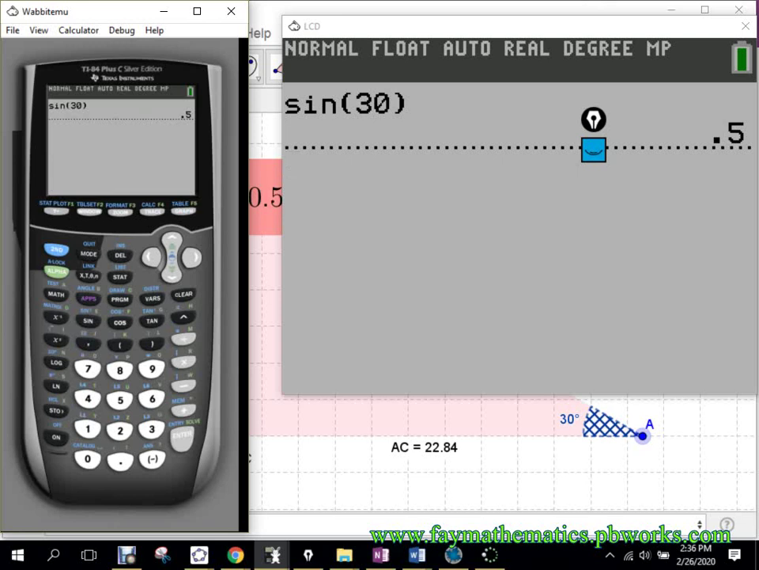Well, if I look at opposite divided by hypotenuse of a 30-degree angle in a right triangle, it's always going to give me a 1 to 2 ratio. So that's essentially a scale factor, but that's built in to our calculator. Okay? I can change that 30 to anything I want.